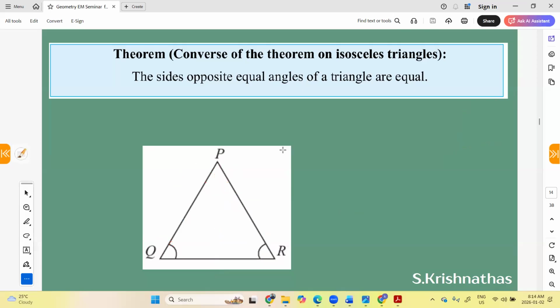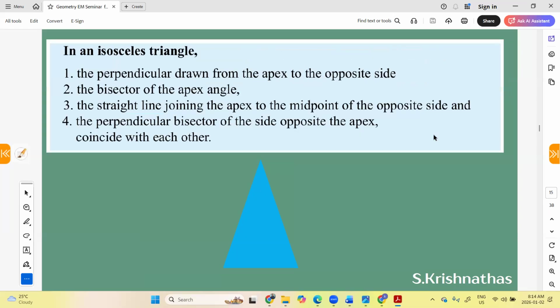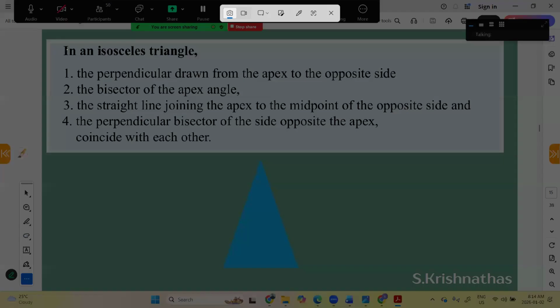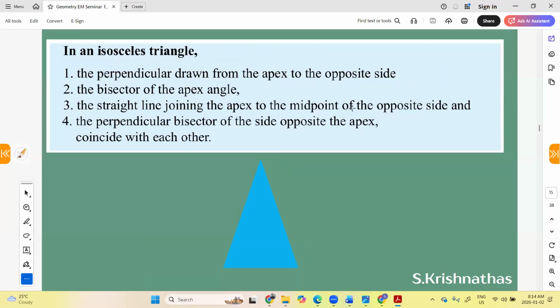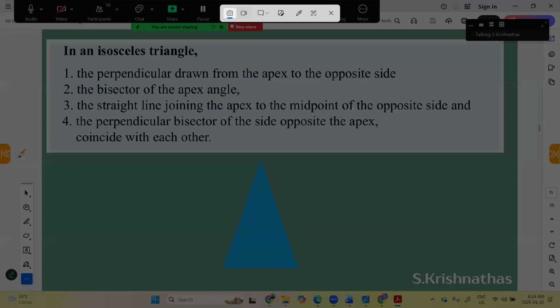Students, now I have just revised the theory. After the theory part, we can do the questions, right? Very important. Here, check all these conditions.